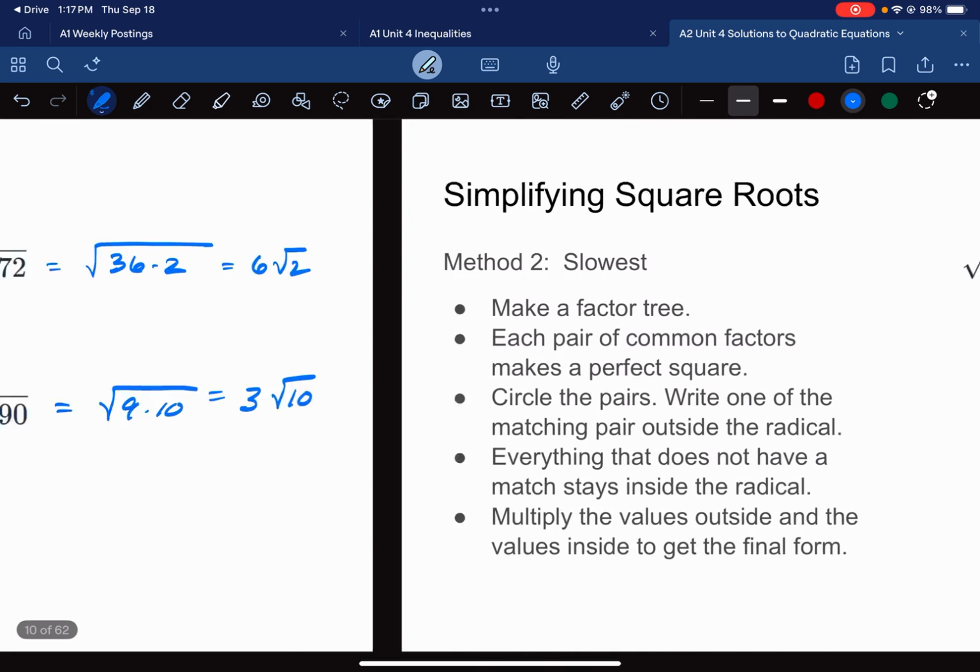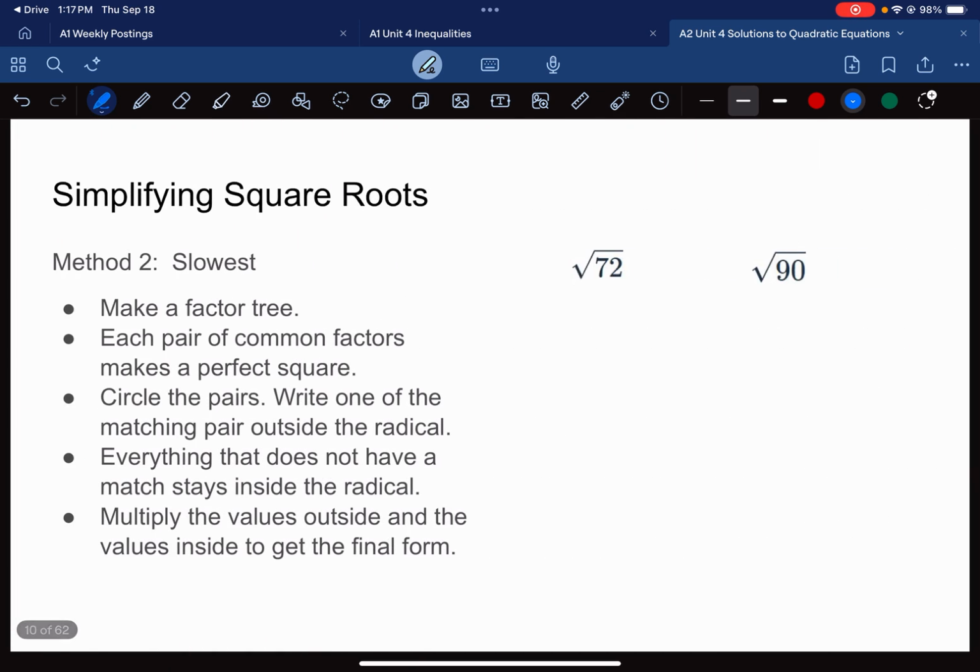The other way is method 2, which takes a little longer, and that's doing the factor tree like we were talking about before. So you could say 72 breaks down into like 9 times 8. Then you could break 9 into 3 times 3, and you can break 8 into 2 times 4. And so you're finding the prime factorization. I'm just going to bring all those down, and then 4 splits into 2 times 2.